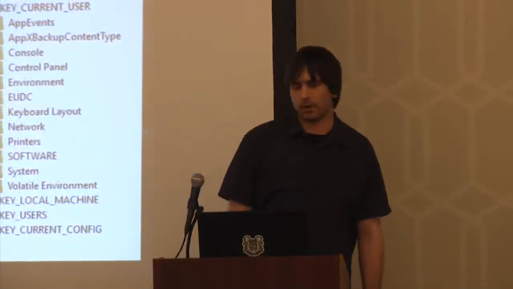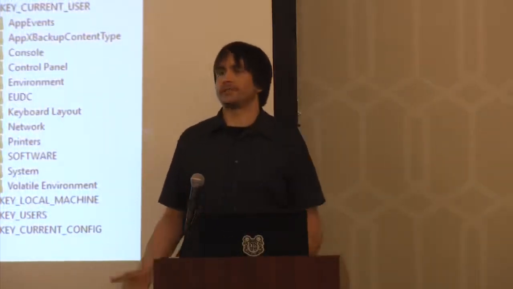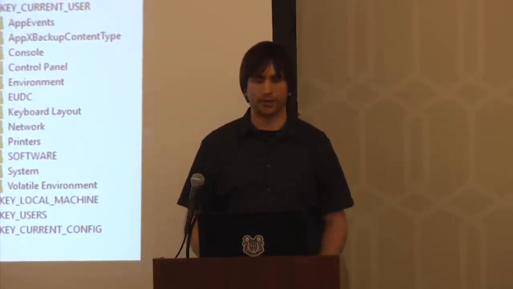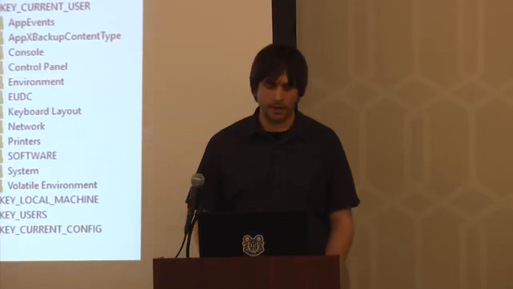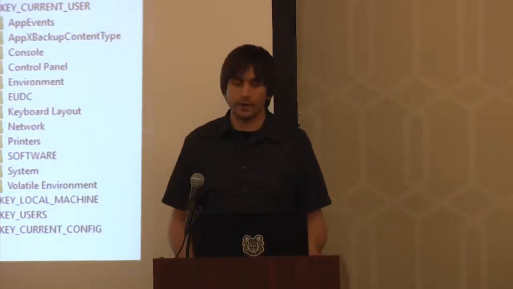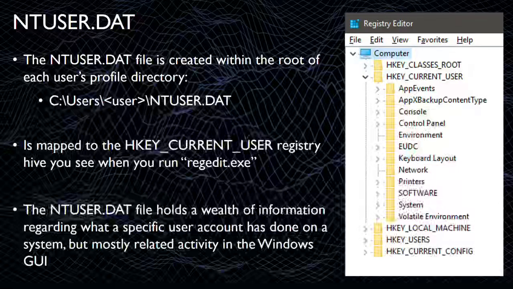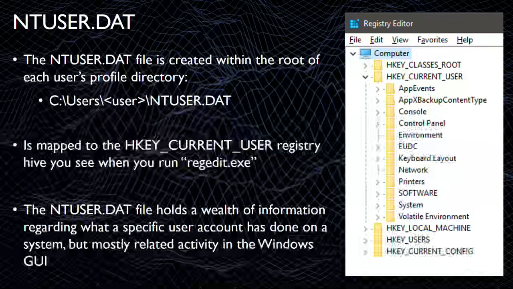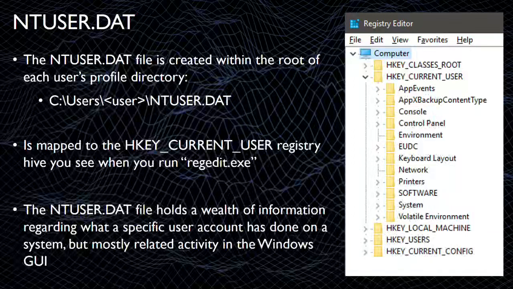So on to another area where execution artifacts exist. I would probably want to cover nearly all the execution artifacts you can find in Windows, but I'm trying to get to the most important ones. So the NT-user.dat file is created within the root of each user's profile directory, so C:\Users or C:\Documents and Settings, username, then NTUSER.DAT. And it's mapped to the HKEY_CURRENT_USER registry key. If you ever run regedit, that's what you see. It holds a wealth of information regarding what a specific user account has done on a system, mostly related to interaction with the Windows GUI, Explorer.exe.